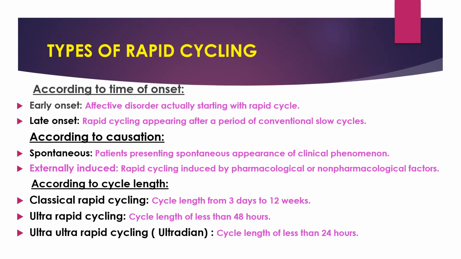The second division we make is on the causation, that is, spontaneous or externally induced. The third is on the cycle length, which is typically of three types: the classic rapid cycle, which lasts from 3 days to 12 weeks. The second is the ultra rapid cycle, which usually lasts for several days. The third is the ultra-ultra rapid cycle, which is also known as ultradian. This cycle length is less than 24 hours.